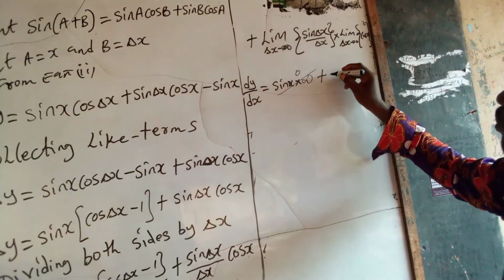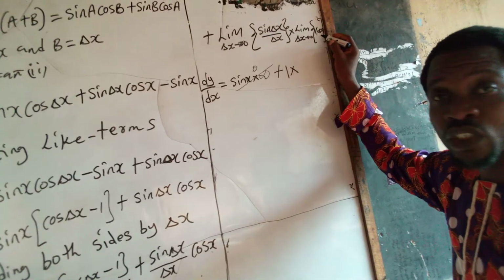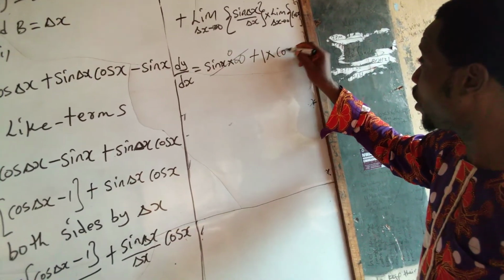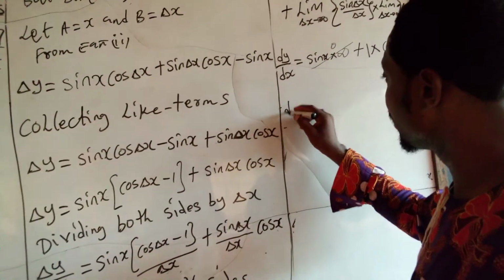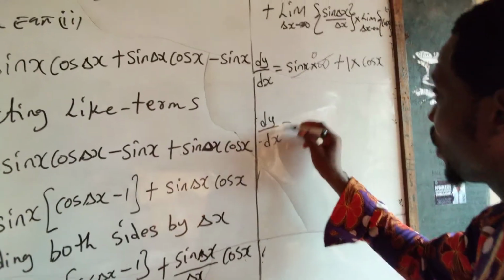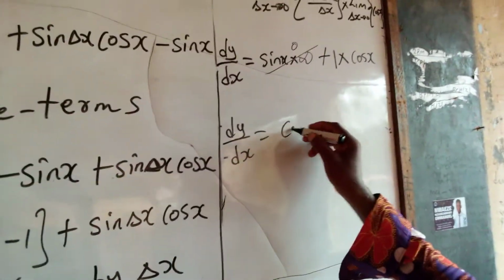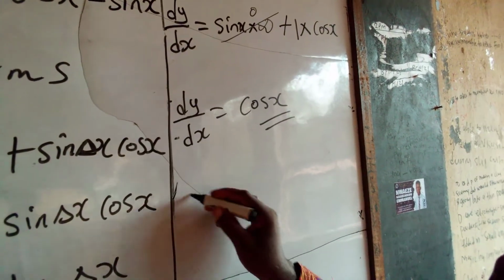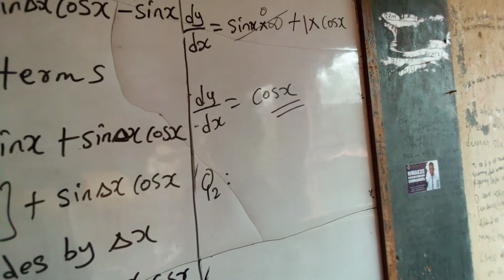So this will give us 1 times, there is no change in s here, so take it as a constant. So the limit of it will still be cos s. So we now say that dy over ds will give us, this one is not there again, 1 times cos s is cos s. That is the answer.